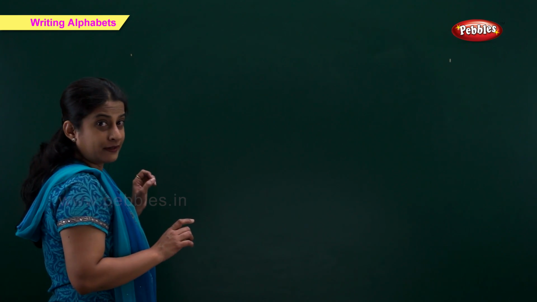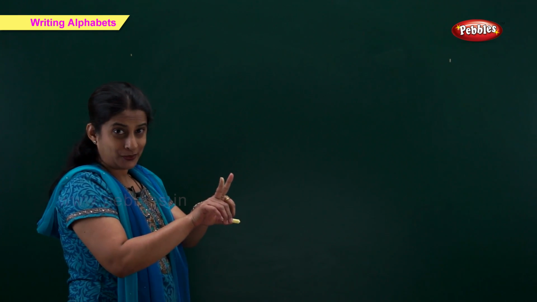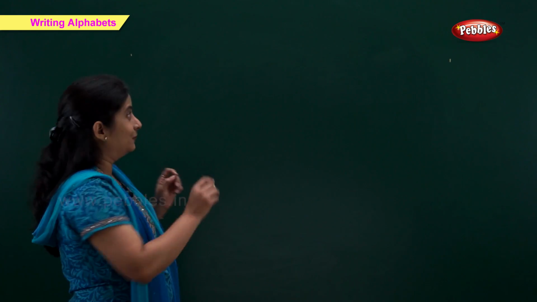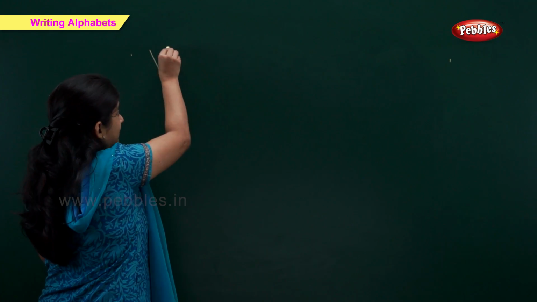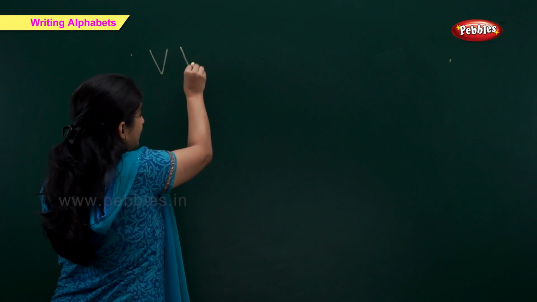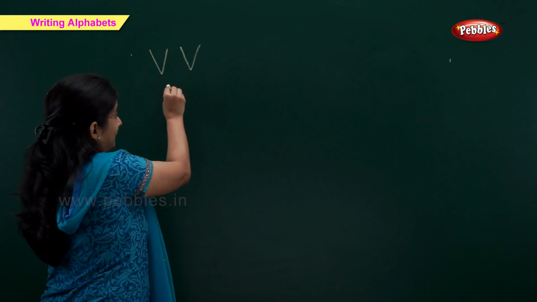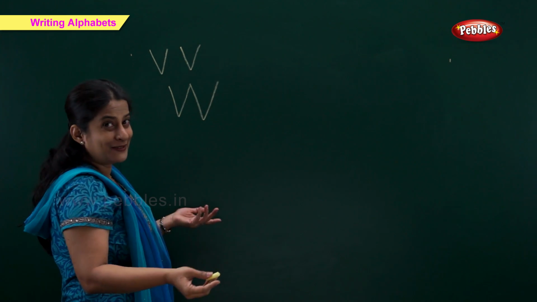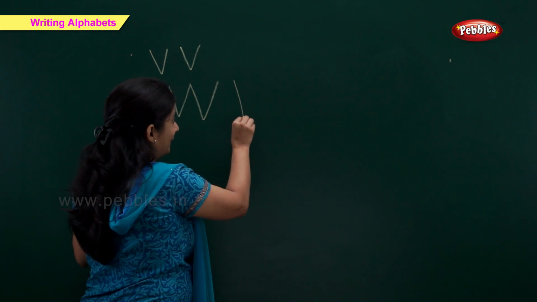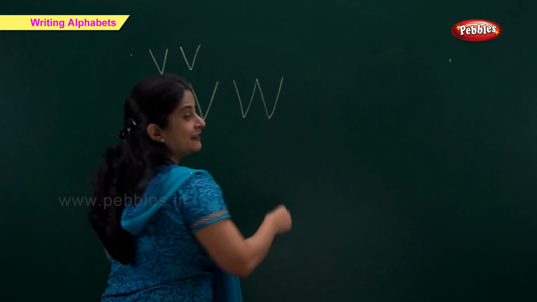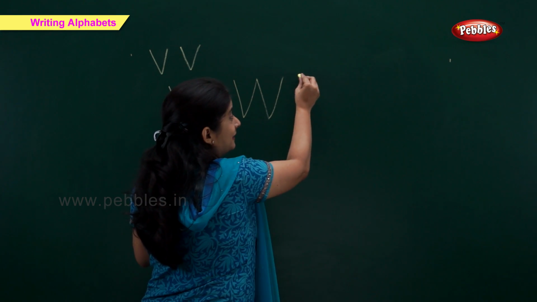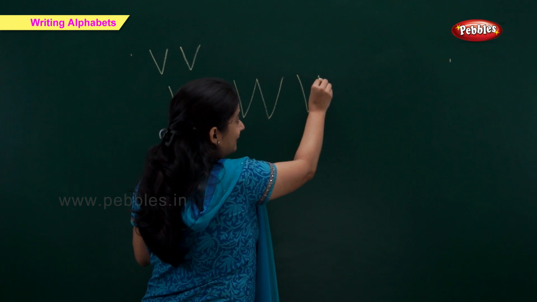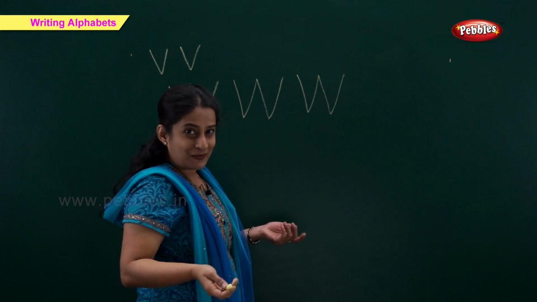You know, children, when we join two V's together, it makes a W. This is one V, this is another V. Now we'll join both the V's and we get W. V and V, W. Isn't it a magic? W. Now we are going to draw two crossed lines.